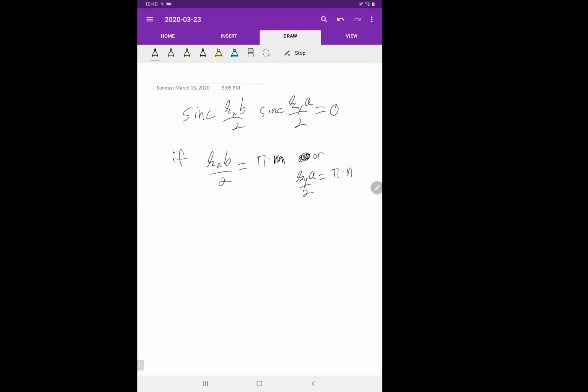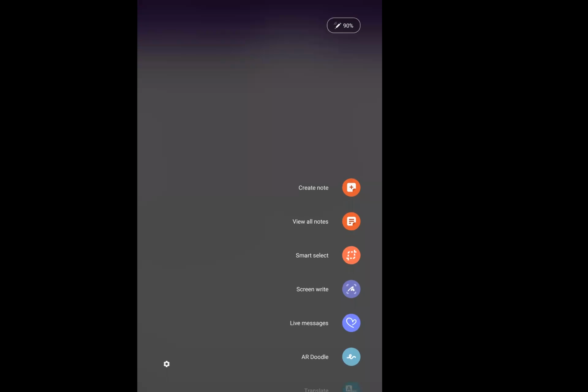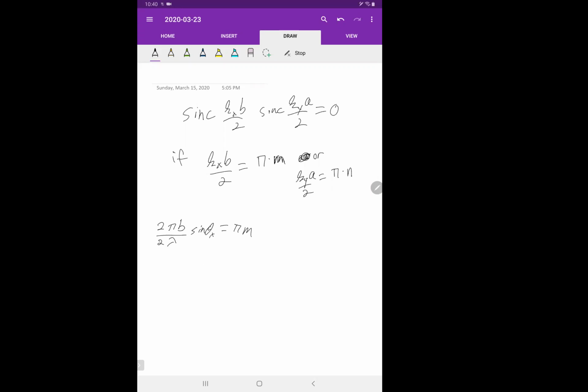So if I work with this, I've got that 2 pi b over 2 lambda sine theta x equals pi times an integer. Well, didn't want that. Cancel, cancel, cancel. So I get that sine of theta x equals m lambda over b.